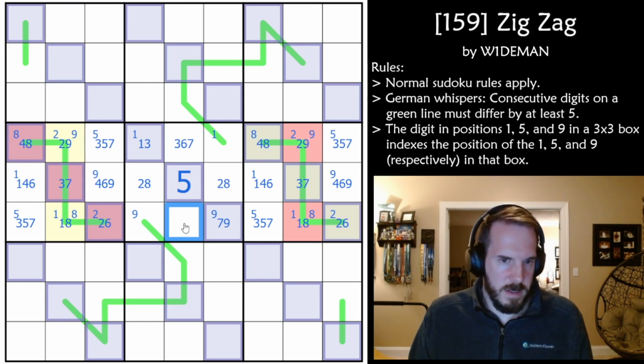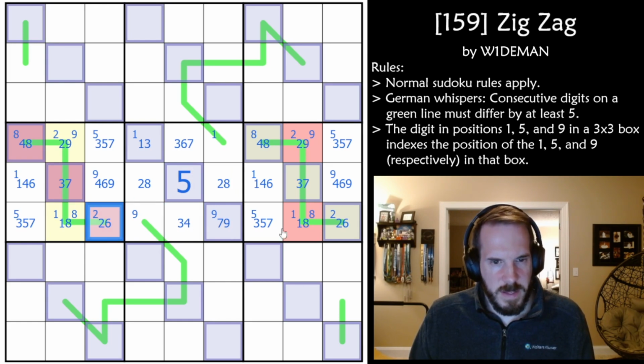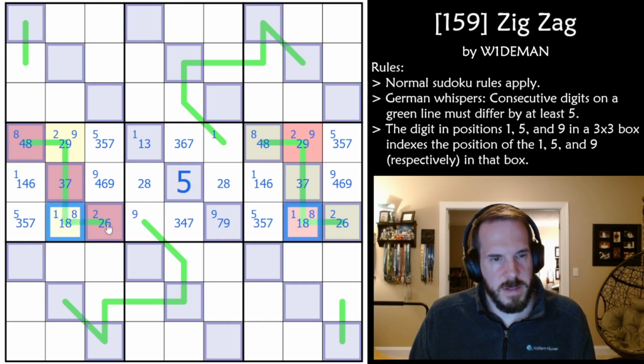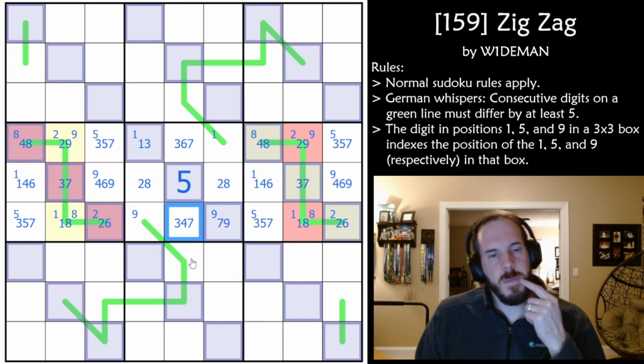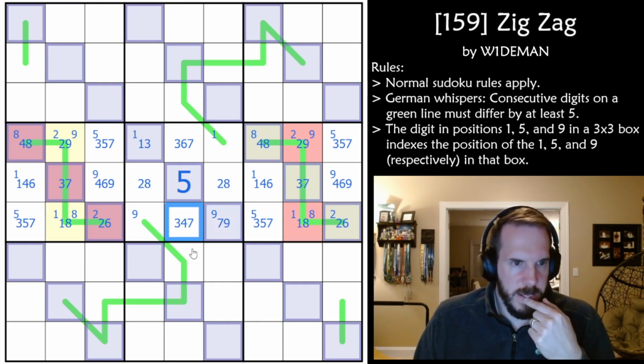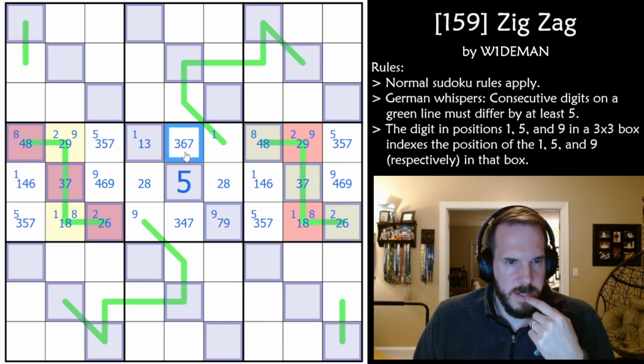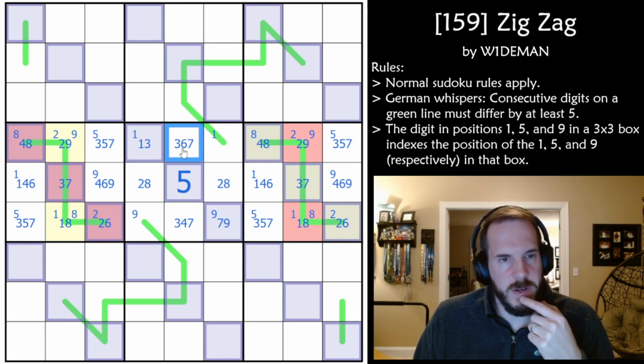And this cell can't be 2 because of this. Can be 3. Can be 4, not 5. It's not 6 because of the 2, 6 pair. Could be 7. Can't be 8. And it can't be 9 because that can't be 8. Okay. Don't know how much that actually does at the moment, but it is restricted, so I guess it's worth noting. Maybe it'll help us later.